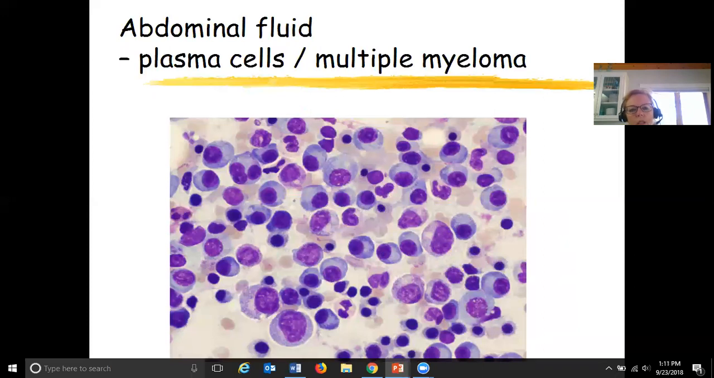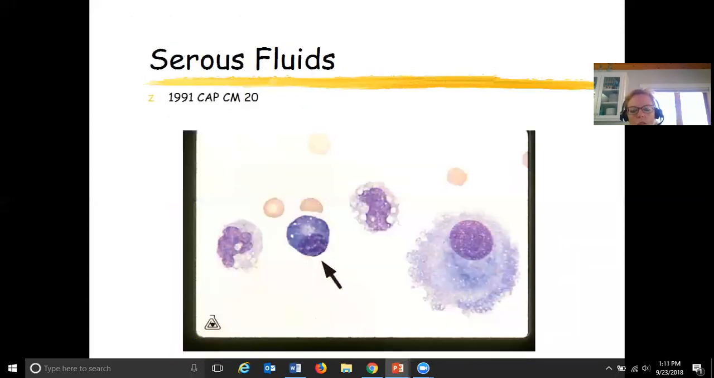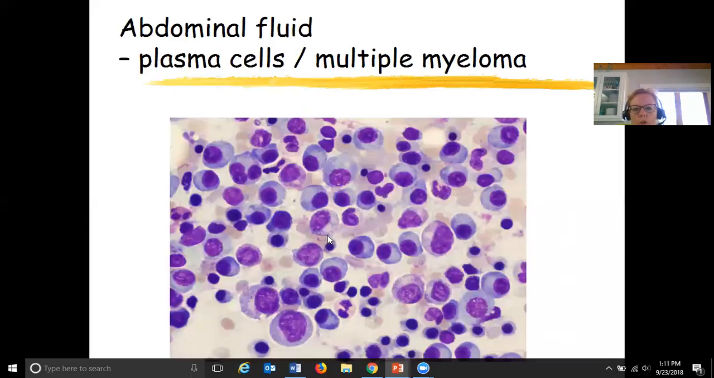This particular person, actually this cell right here is a multiple myeloma cell. That's I think a mesothelial cell, and these are white blood cells. This person has multiple myeloma, which is a disease of the bone marrow. These are all plasma cells. You can tell the nucleus is off to one side, and they have a slight halo.